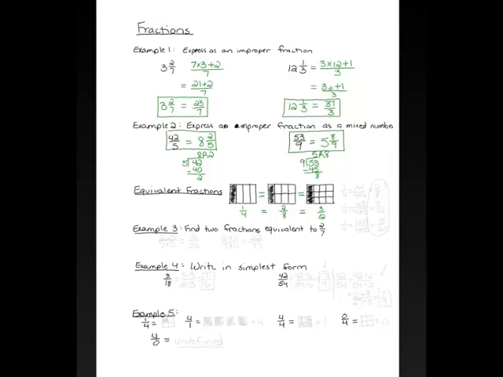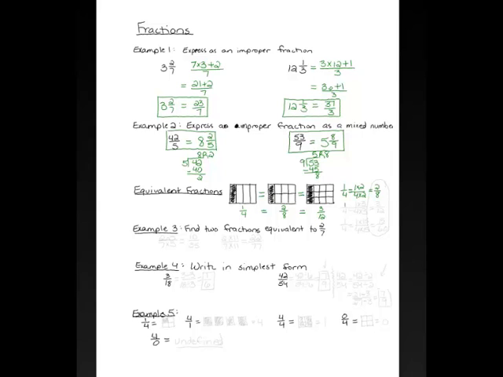Now another way to find these is to start with a fraction. I'm going to start with the 1/4 and multiply the numerator and the denominator by a number. Any number except 0 will do. So I'm just going to pick 2. 1 times 2 over 4 times 2. In the numerator, 1 times 2 is 2. 4 times 2 is 8. So 1/4 is equal to 2/8.